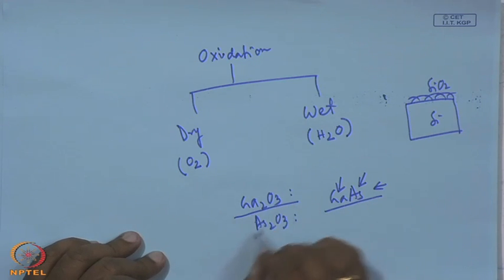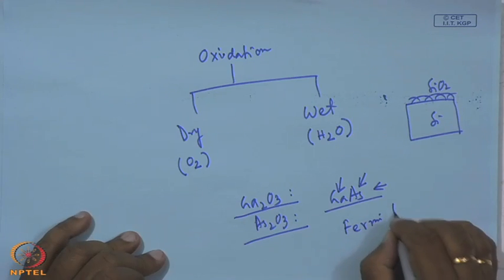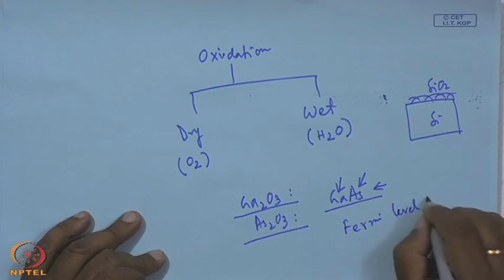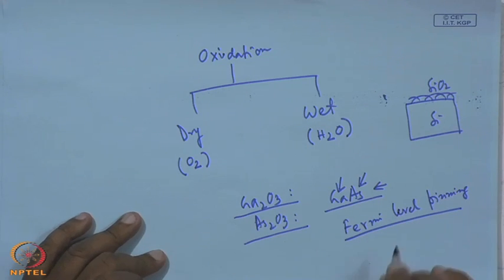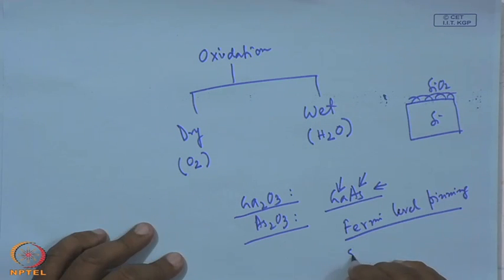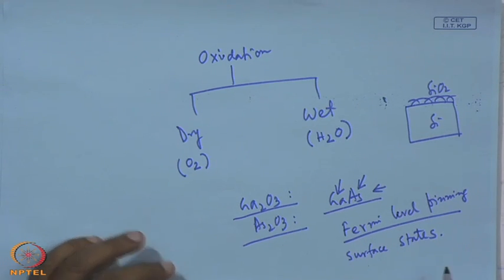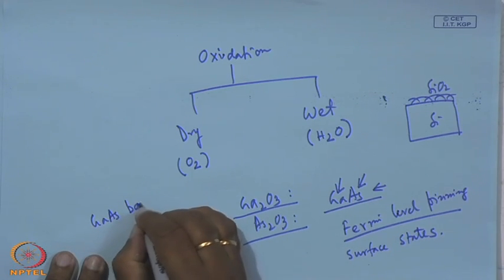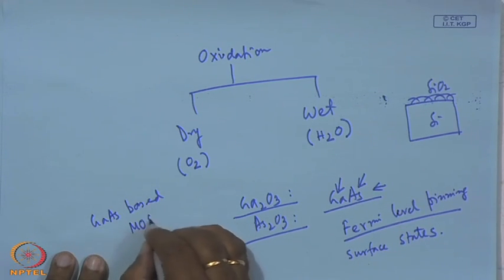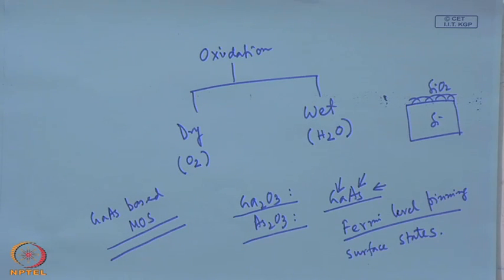However, these oxides lead to Fermi level pinning, which is very important in device applications. Because of the Fermi level pinning, a large number of surface states are formed on the gallium arsenide, which prevents processing of gallium arsenide based MOS devices. So, that is an important characteristic, and basically this is the negative feature of gallium arsenide oxidation.